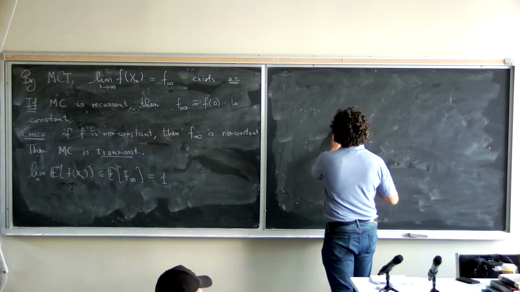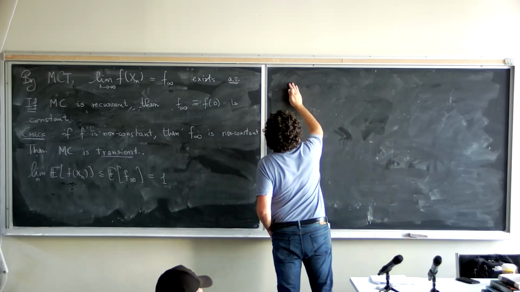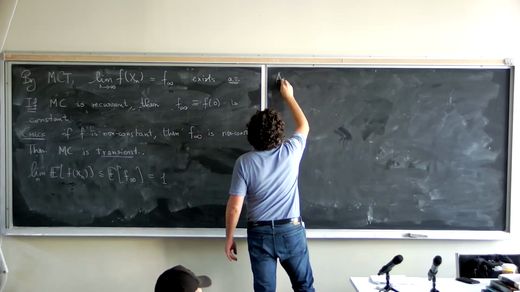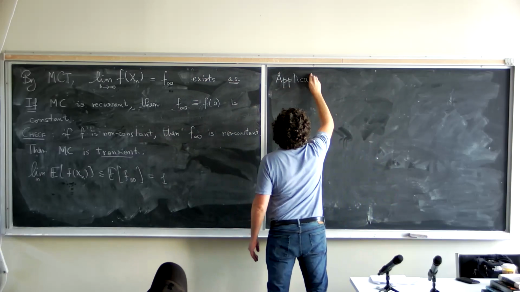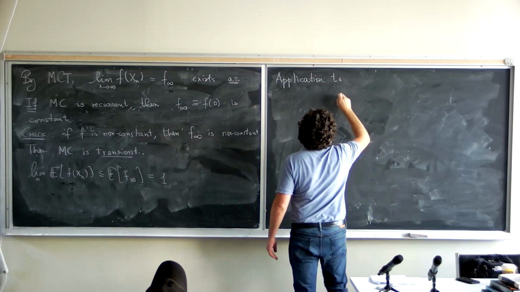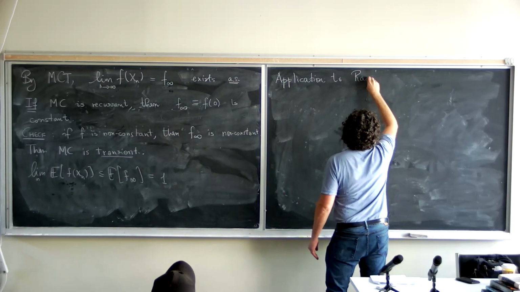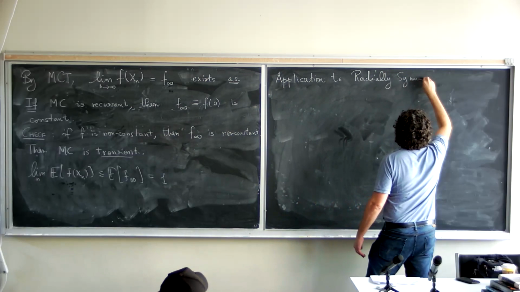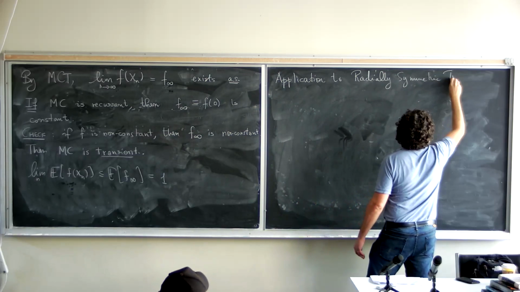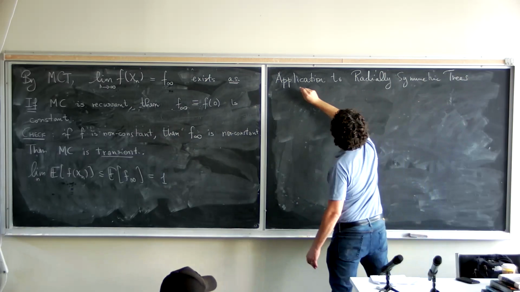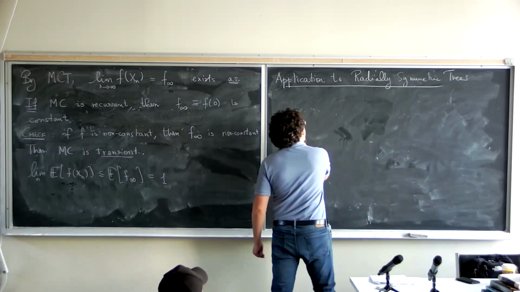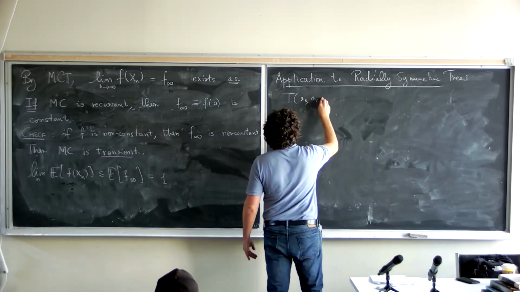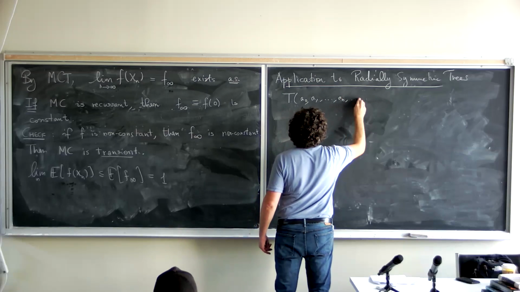So the issue here is the following. Okay, so application to radially symmetric trees. So now we have T, A0, A1, and so forth, AN.